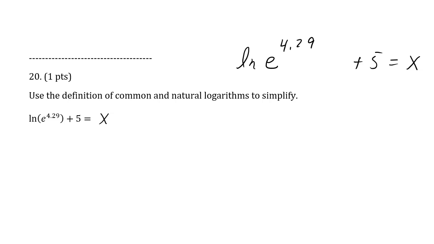That means that the natural log of e to the 4.29 is simply 4.29. Then I need to add 5 onto it so that I end up finally with x equal to 9.29.